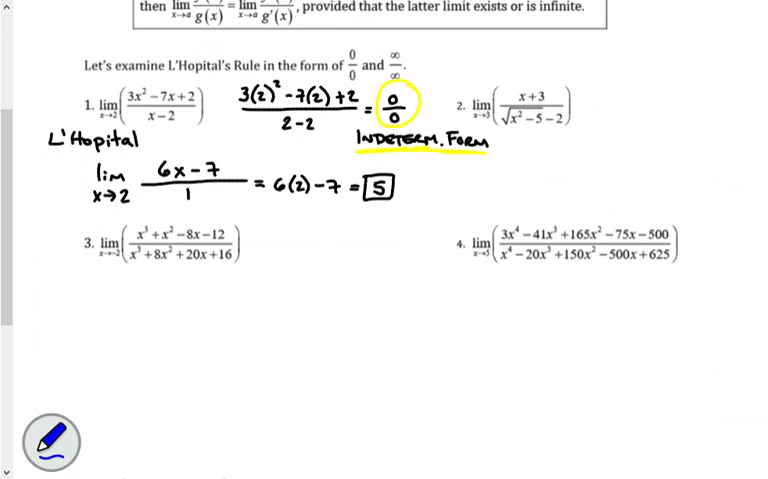So if I plug in 3, I get 3 plus 3 over square root of 9 minus 5 minus 2. So I get 6 over 0. Well, do I apply L'Hopital's rule? No, so automatically, what do I just say? That it's undefined or does not exist. Because what do I have if it's 6 over 0? This is an asymptote. Right? So if it's an asymptote, my limit as x goes to 3.